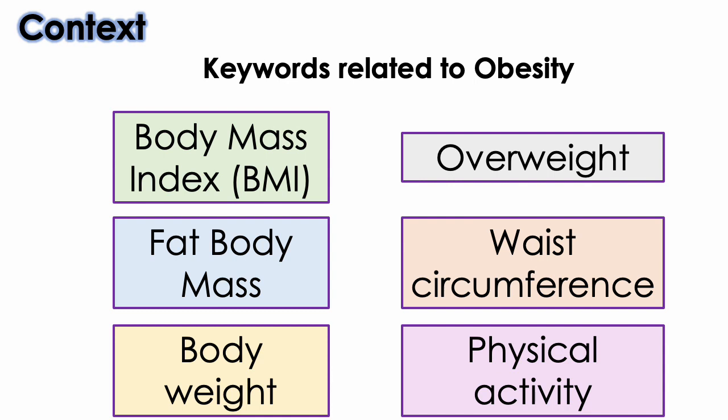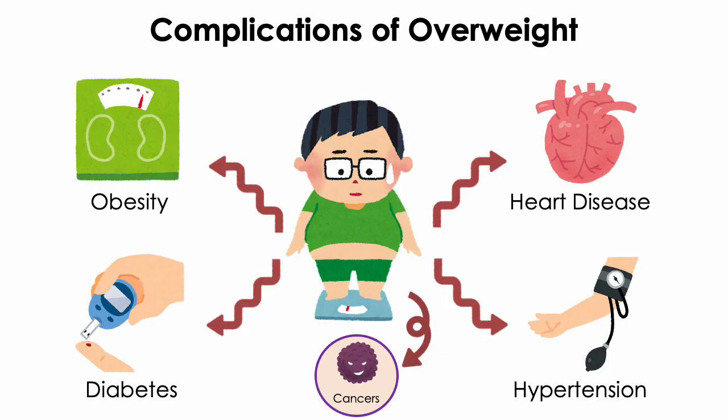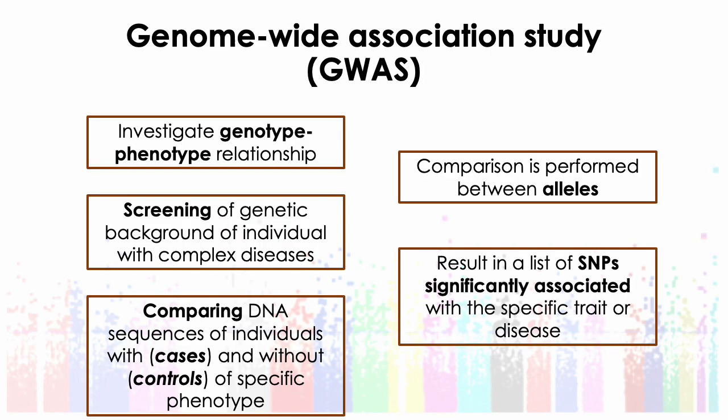Often when we search about obesity, some keywords pop up immediately. For instance, body mass index, fat body mass, body weight, and others. Being overweight is extremely dangerous as it increases risk to many serious diseases such as obesity, diabetes, heart disease, hypertension, and cancers.